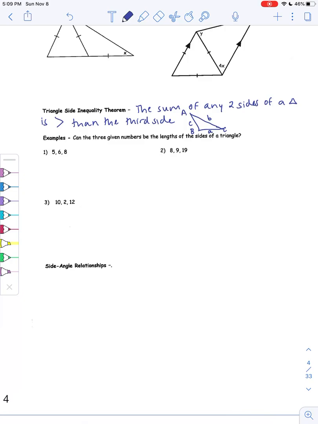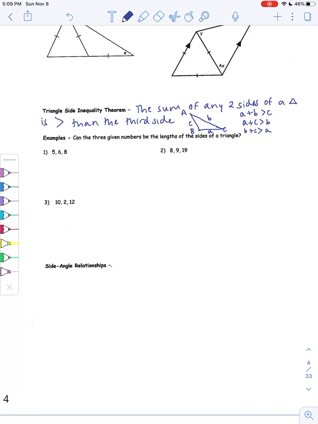So according to this theorem, if we knew the sides a and we added it to the side length b, that sum must be greater than the third side c. And we do all possible combinations, so that would mean, for example, if you did a plus c, that must be bigger than b, and lastly, b plus c must be greater than a. This must be true for all three.